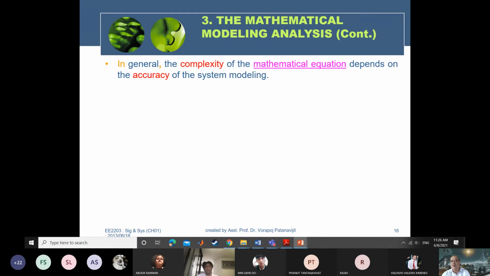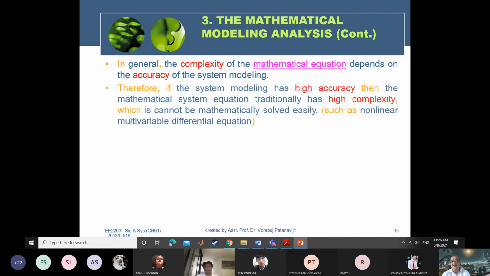In general, the complexity of the mathematical equation depends on the accuracy of the system model. Therefore, if the system model has high accuracy, then the mathematical system equation traditionally has high complexity too, which cannot be solved so easily, such as a nonlinear multivariable differential equation, or a differential equation that has a very high order.